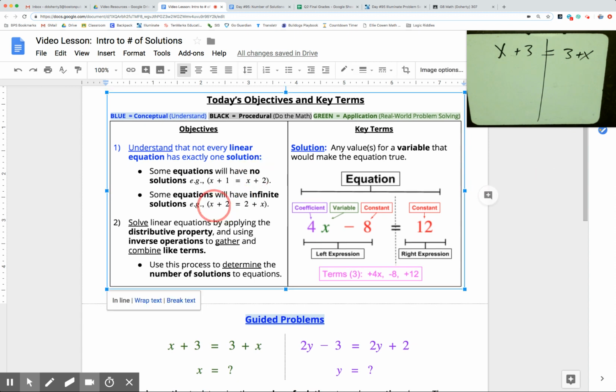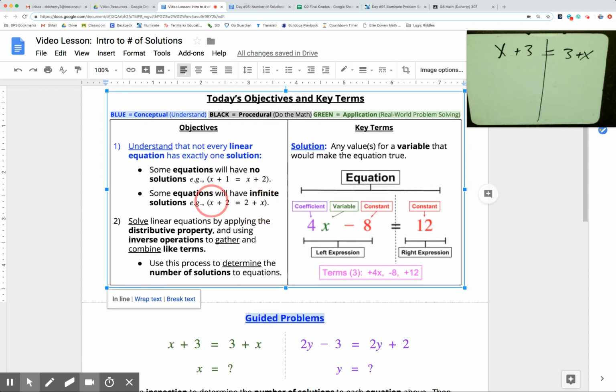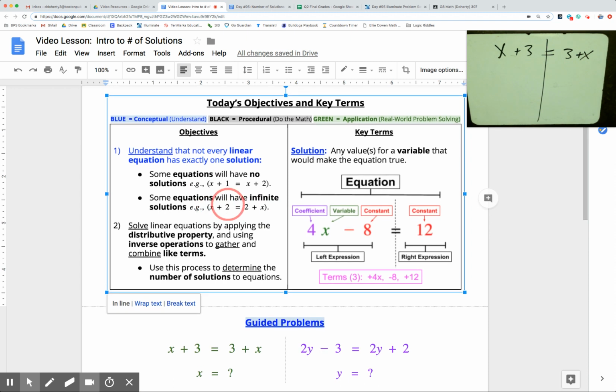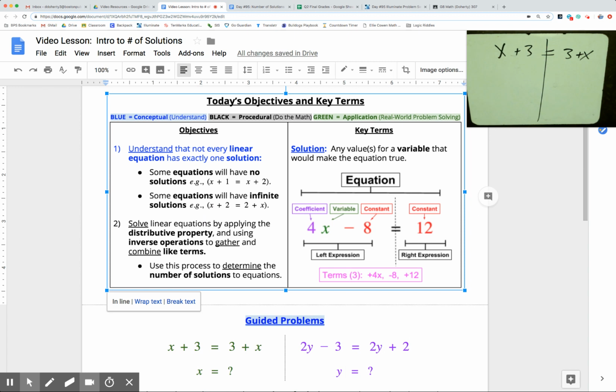In this case, any number you pick for x is going to work for both sides of this equation. I'm going to give you a couple examples on a whiteboard here. If I take x plus 2, and that equals 2 plus x, as you kind of see down here, when I make x 1, 1 plus 2 is going to be the same thing as 2 plus 1. They're both going to just make 3.